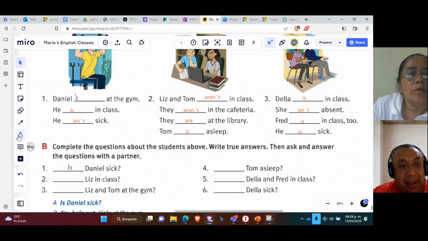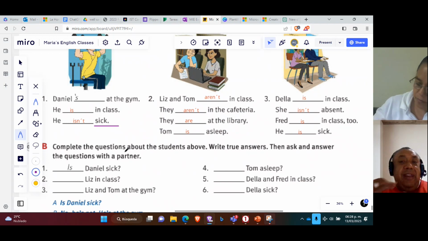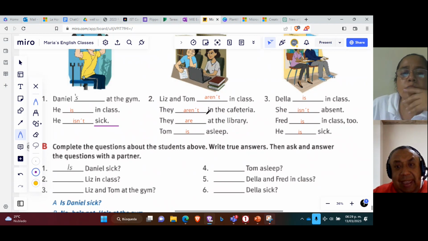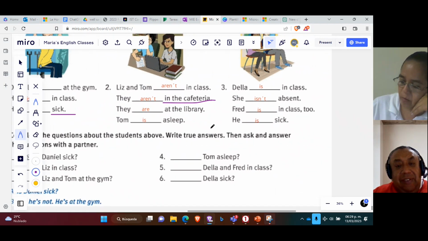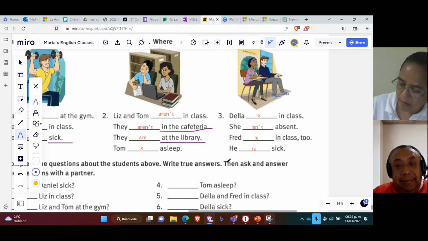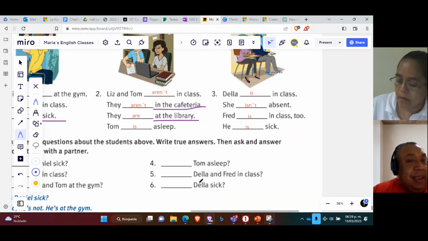Bien, Mari. Palabras nuevas. Por ejemplo, esta. Sick. Si quieres, póngale por ahí, Mari. Enferma o enfermo. El siguiente, Mari. In the cafeteria. En la cafetería. El siguiente, Mari. At the library. En la biblioteca.